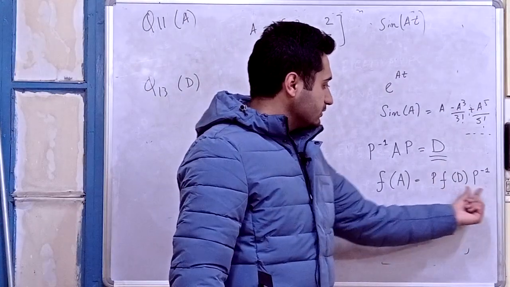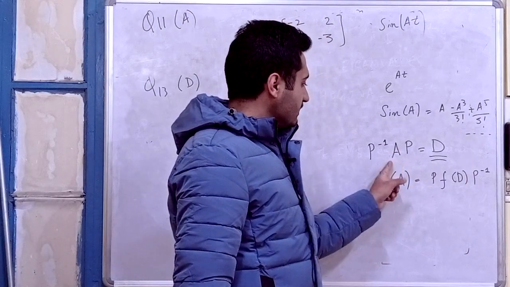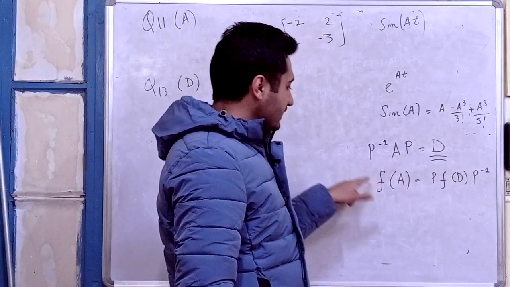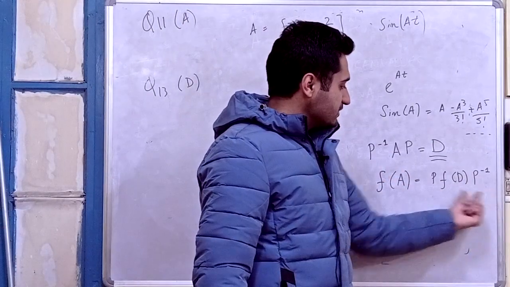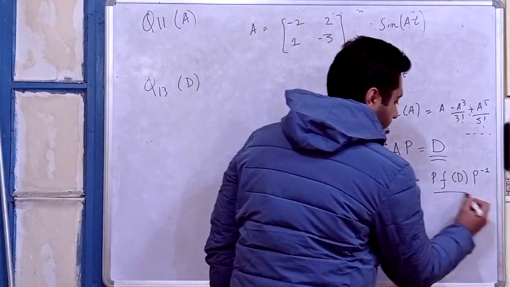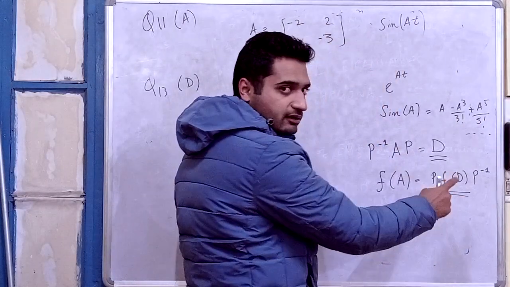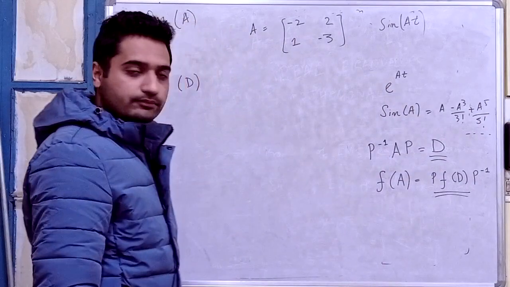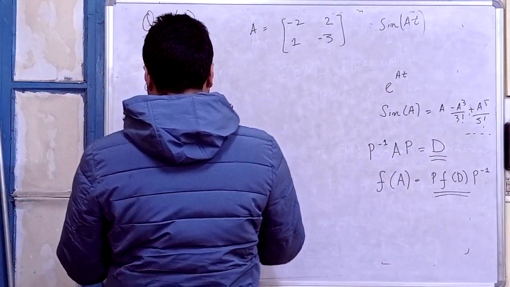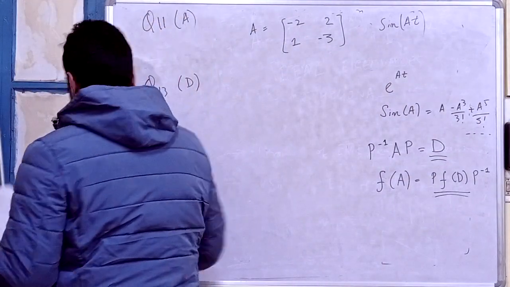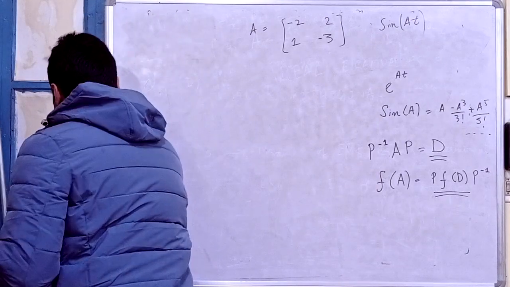This P comes out. This P inverse goes basically, yahan se main A nikal raha hu and then I'm applying f of A, so this P and P inverse comes out, to andar bachta hai aapka f of D. To find out this D, aur har entry mein aap sine de do, theek hai. To yahan se main likh raha hu, yahan pe kya karoge aap, this is question 14.